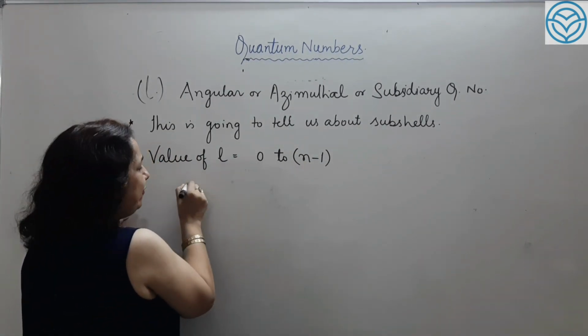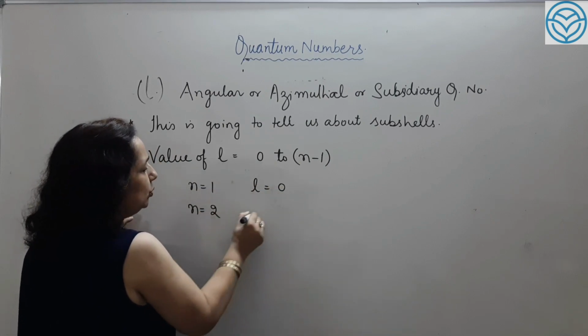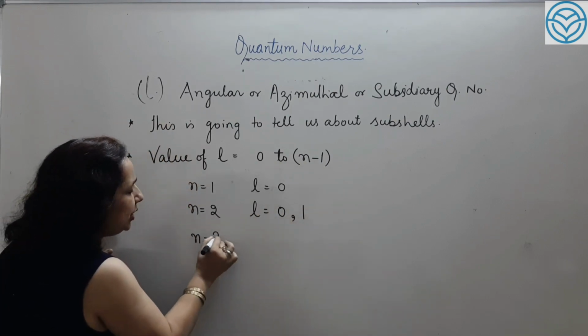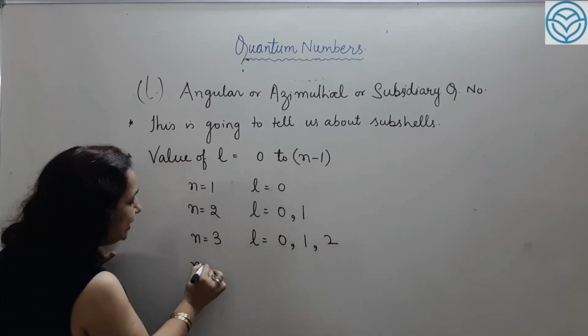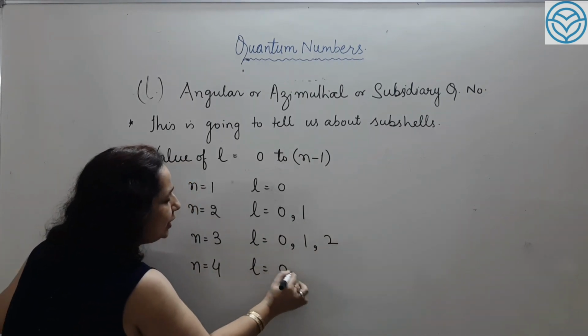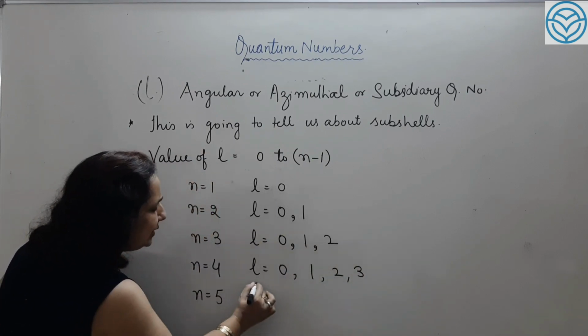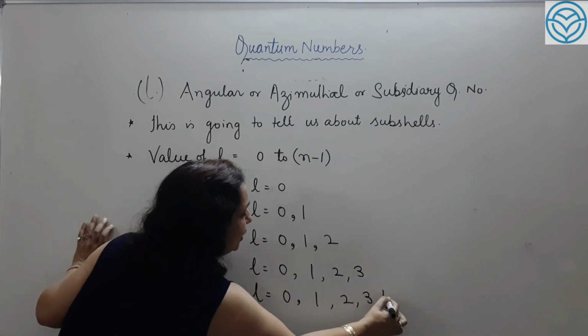It means if n is 1, L will become 0. If n is 2, L will become 0 and 1. If n is 3, L is going to be 0, 1, 2. If n is 4, L will be 0, 1, 2, 3. For n is 5, now you can easily understand, you will start from 0 and go till n minus 1.